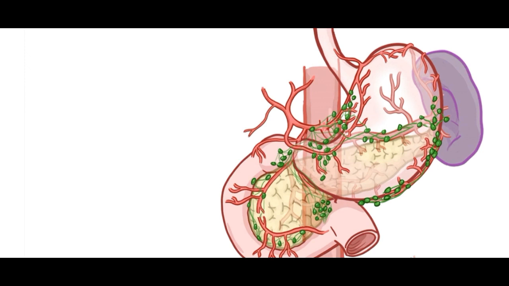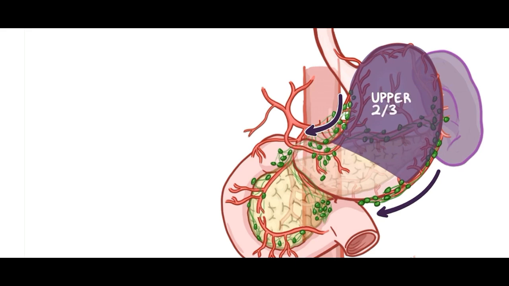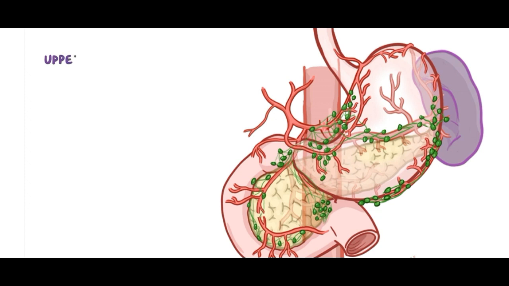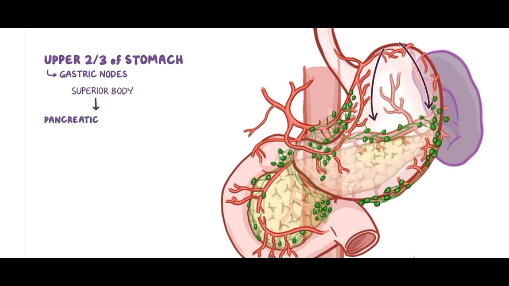Lymph from the stomach mainly drains to the nodes located along the lesser and greater curvature and can be organized as coming from the upper 2/3 and lower third of the stomach. Most of the upper 2/3 of the stomach drains to the gastric lymph nodes, with lymph from the fundus and superior part of the body of the stomach also draining to the pancreatico-splenic nodes.